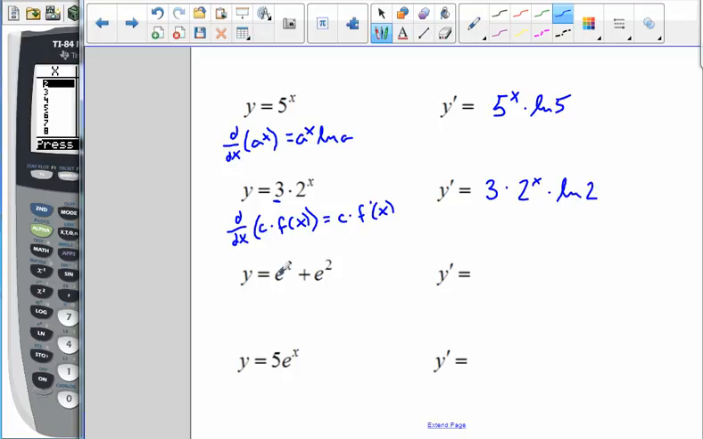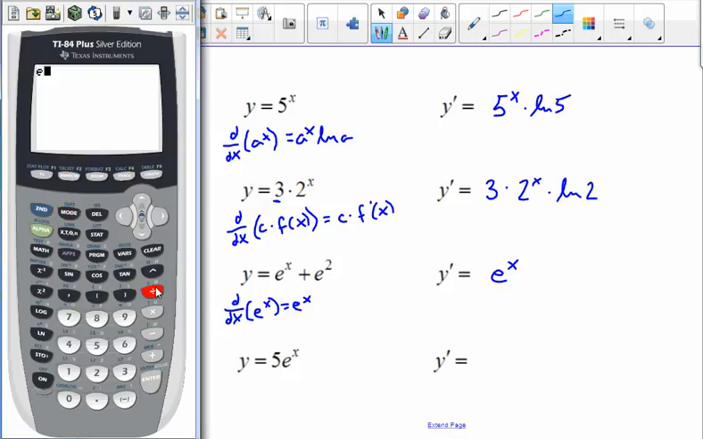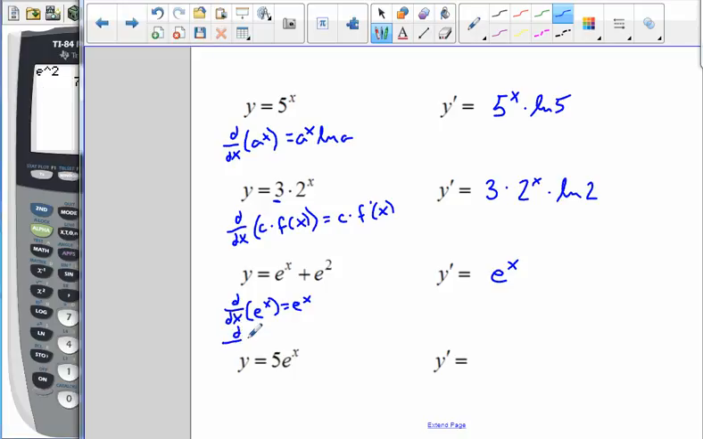All right, our next one here, e to the x. We just learned that the derivative of e to the x is e to the x. So we used our first rule. The second one is a number. If I go over here to my calculator and type in e squared, it's a number. Well, the derivative of a constant, you'll recall, this is the other rule we're using here, equals 0.